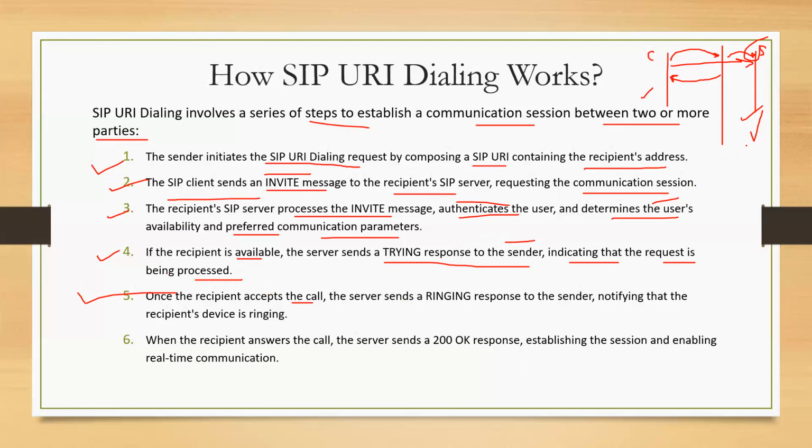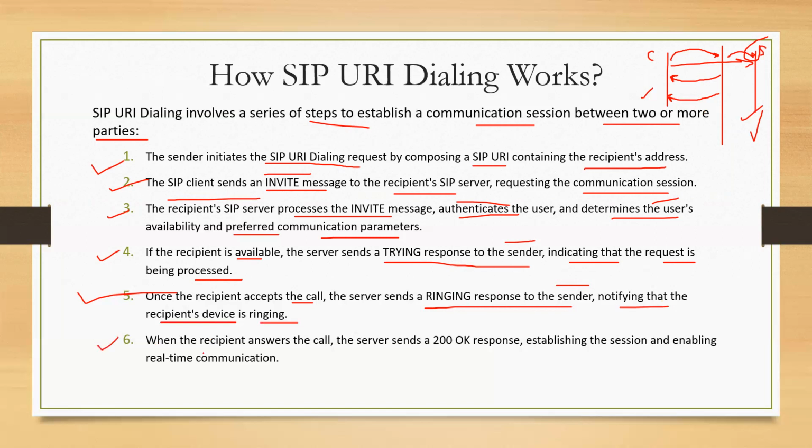Once the recipient accepts the call, the server sends a ringing response to the sender. That means the server will send a 180 ringing message to this client, because that client is responding to the request. There is a call which is already going on. Not the call going on exactly, the ring is already happening. That's why after 100 trying, it will send the 180 ringing response to the sender. That means it is notifying that the recipient's device is ringing.